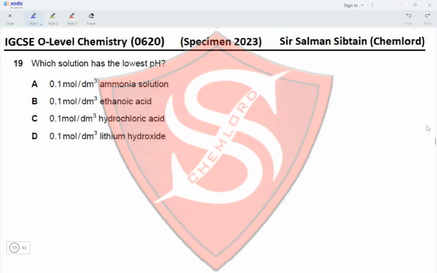Question 19. Which solution has the lowest pH? Now, the concentrations of all the solutions are 0.1. Now, we need to figure out which solution is the strongest acid, because the greater the concentration of the acid, the lower would be its pH. So, ammonia is a base and it is a weak base. Ethanoic acid is a weak acid. Hydrochloric acid is a strong acid and lithium hydroxide is a strong base.